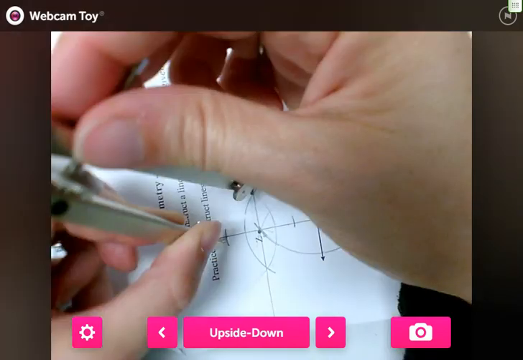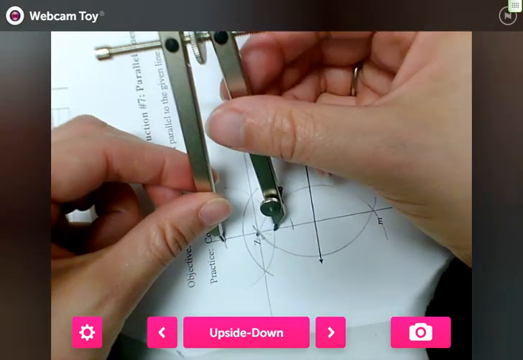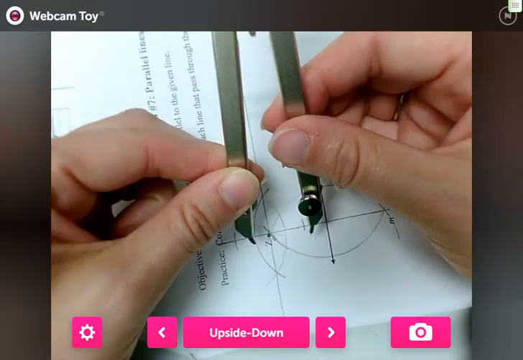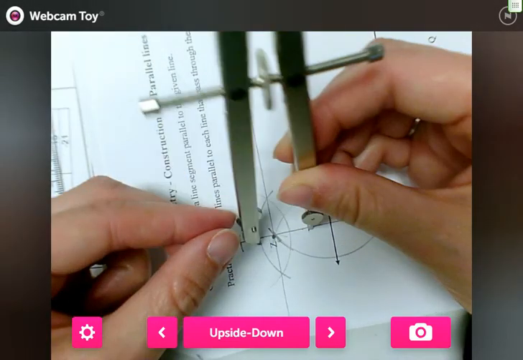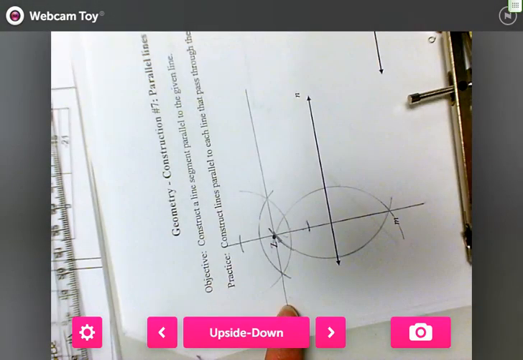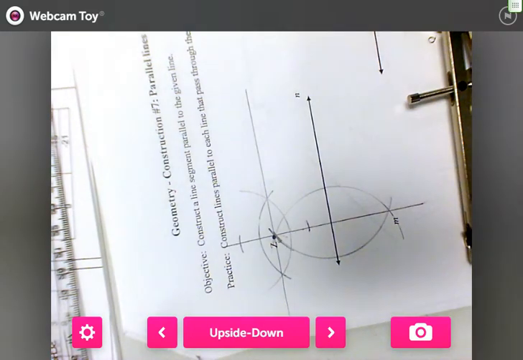I'm going to draw an arc. I'm going to keep my compass the same. I'm just going to flip it so the pointy end is on my other intersection with my line. I'm going to draw another arc. And I'm going to draw a line between those 2 arcs, and it should go straight through Z. Okay?